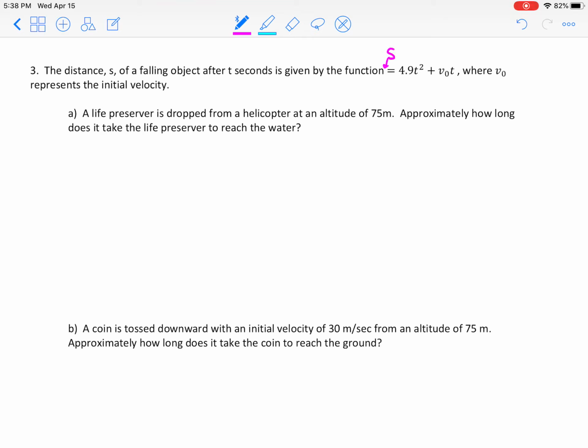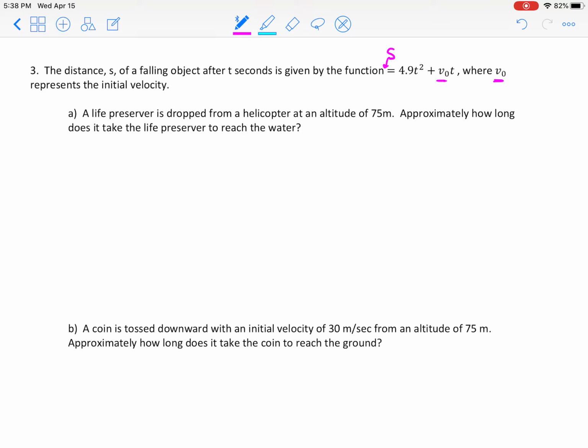Goodness. So the distance S of a falling object after t seconds is given by the function S equals 4.9 t squared plus v sub 0 t, where v sub 0, this little weird thing here, it just represents an initial velocity, okay? So don't get hung up on that subscript. It's just like any other variable. So it's initial velocity. So we have a function here, which is good. We don't have to try to come up with our own equation. We have one given to us, and generally when that's the case, you're going to be given values for certain variables, and then whatever variable remains would be the one that you're going to solve for, okay?